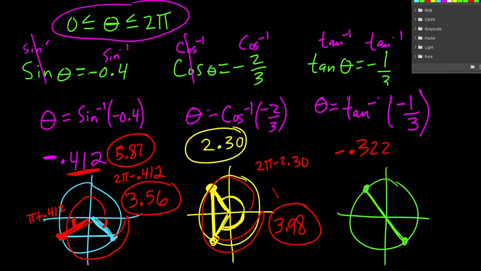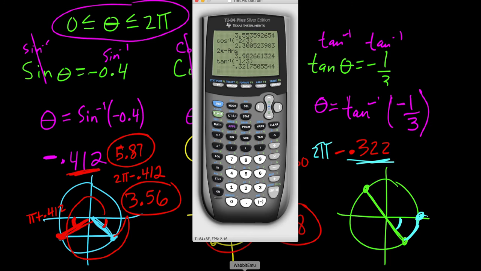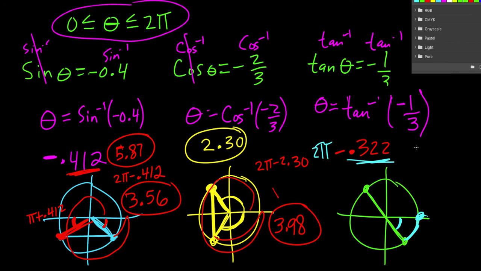And what our calculator gave us is the distance from here to here. So to find the actual angle measurement, we're going to do 2 pi minus this number. Okay, so I'm just going to put a 2 pi out in front of this, and since my previous answer is negative, I'll actually say plus previous answer, so that's 5.96. Okay, 5.96.